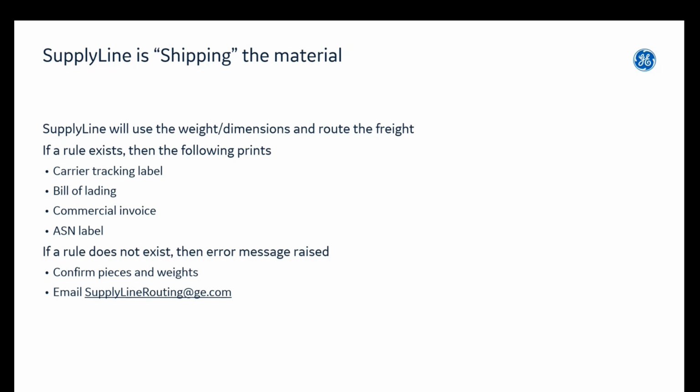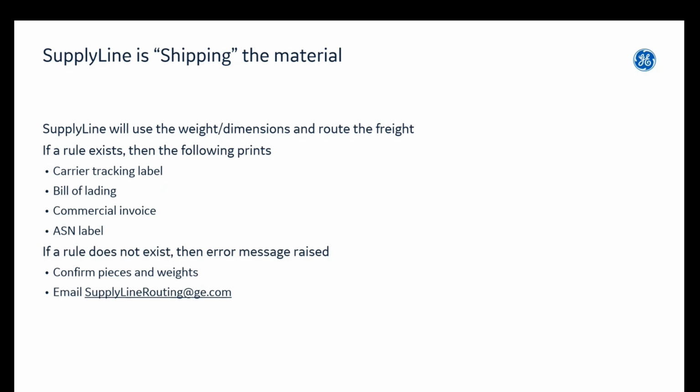So if we're going to use SupplyLine to ship the material, what is going to happen is the weight and dimensions that you have input in the screen will be used to route the freight. There's close to 300,000 rules in the back end from all of our different suppliers, all of our different dock codes, for all the different weight breaks that are going to determine who the appropriate carrier is. And if a rule exists, it's going to return the tracking label, the bill of lading, commercial invoice, the ASN label, all of that at once.